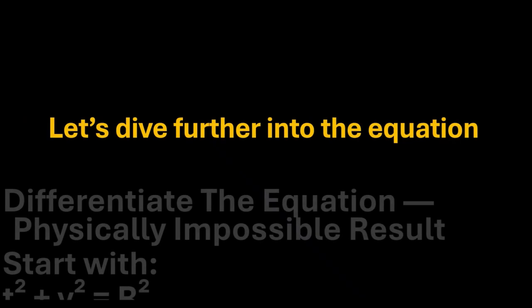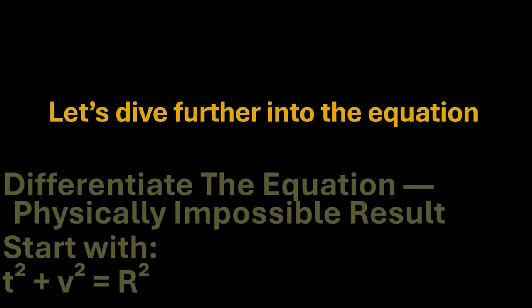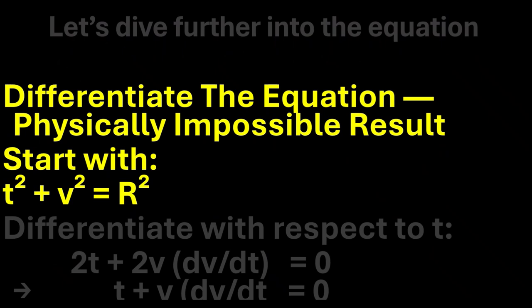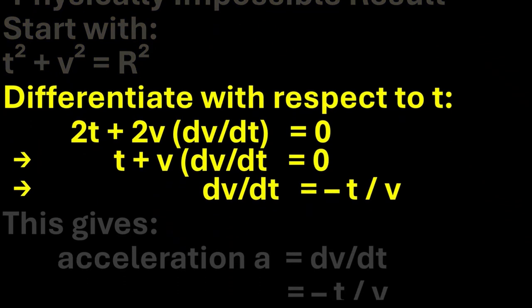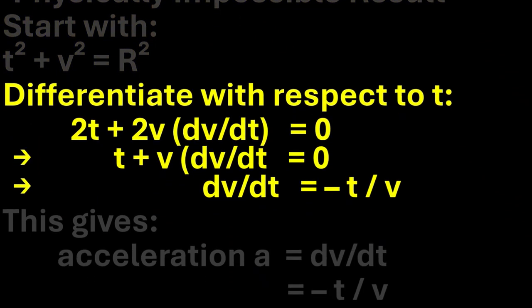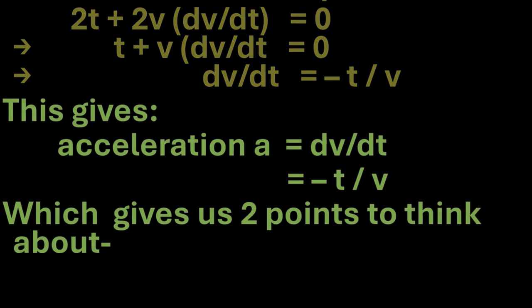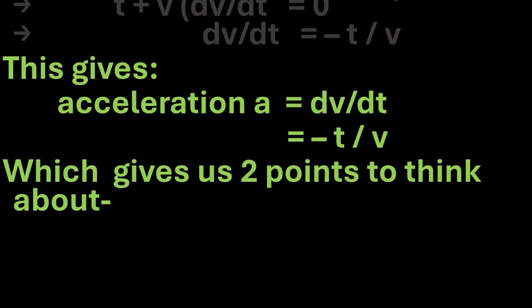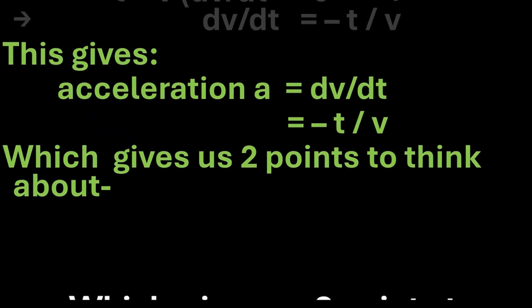Okay. Now, there is something in addition to what we have discussed so far. If we differentiate this equation, t square plus v square is equal to r square, what we get is d by dt of it: 2t plus 2vv dash is equal to 0. So t plus vv dash is equal to 0. And therefore, v dash is minus t by v. What is v dash? It is acceleration. So acceleration here is minus t by v.